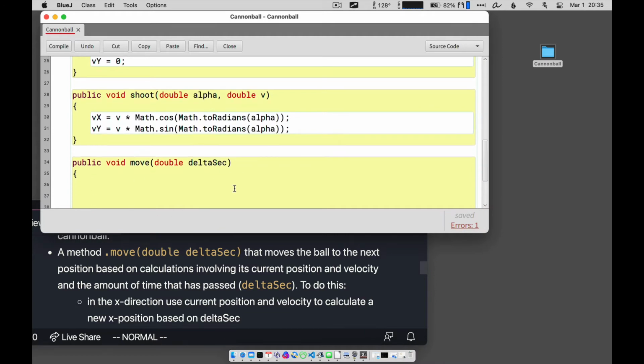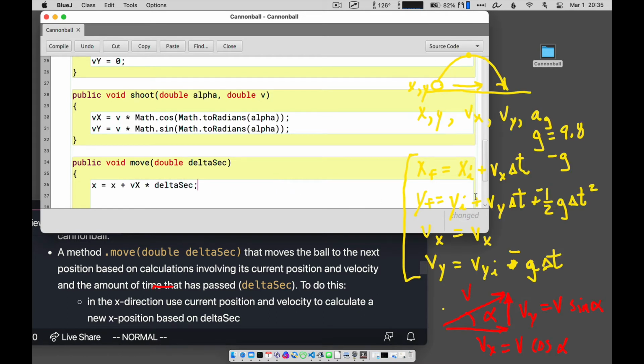So using those equations, in the x direction, the new x is going to be equal to whatever the x was before, plus the velocity in the x direction times delta sec. Let me double check that that's the formula there. X final equals x initial plus v in the x direction times that delta t, which I'm calling delta sec there. So good, this is going to work. I have x final and x initial to distinguish those, but here I'm just taking whatever was in there before and replacing that value with this new calculated value.